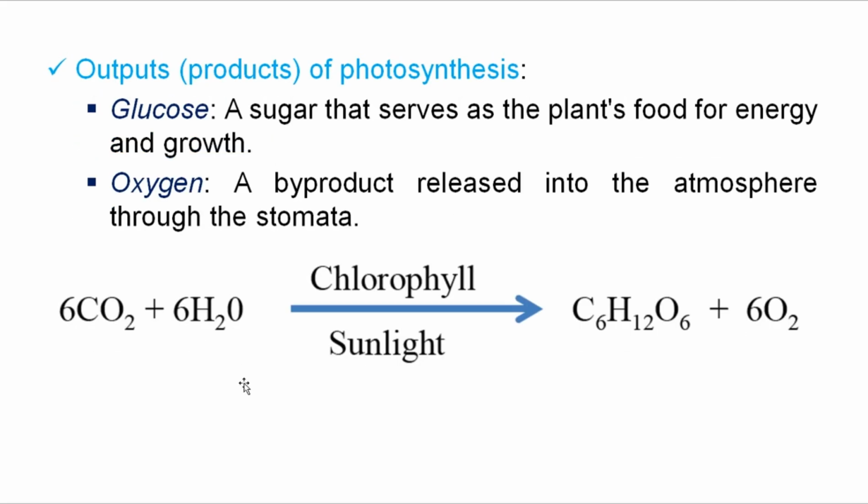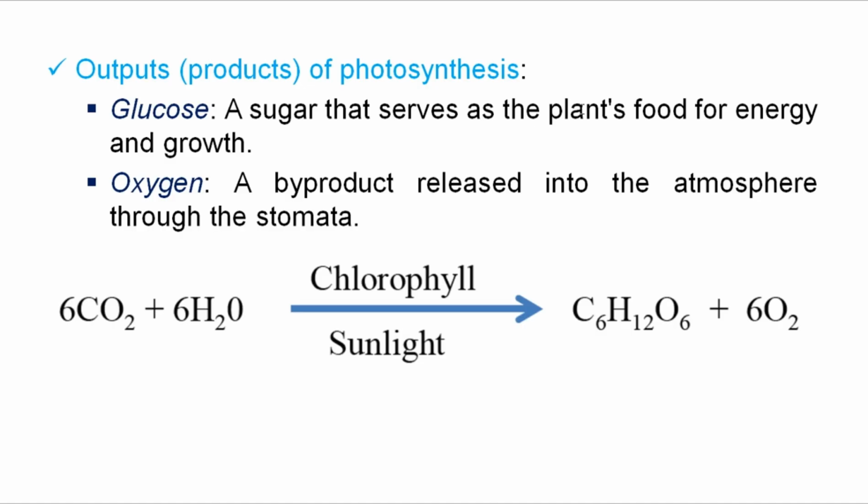Outputs: what are the outputs or the products of photosynthesis? Glucose and oxygen are the outputs or the products of photosynthesis. Glucose is a sugar that serves as the plant's food for energy and growth. Plants need energy for growth and to perform different chemical reactions. And that source of energy is food. Sugar is the output or the product of photosynthesis.